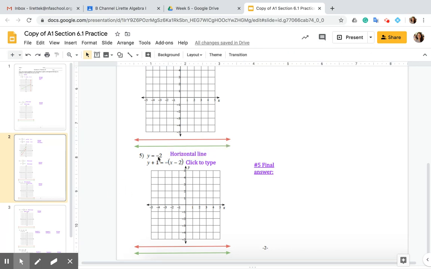So what that means is you're going to find -2 on the y-axis. So here it is. And you're going to draw a horizontal line through it. I'm just going to drag this line here because it's already horizontal and place it over that y value. Okay? There's my first equation. Y equals a number is a horizontal line.